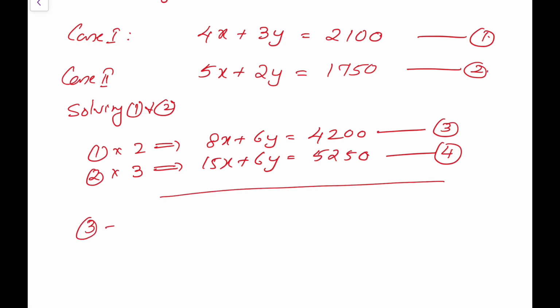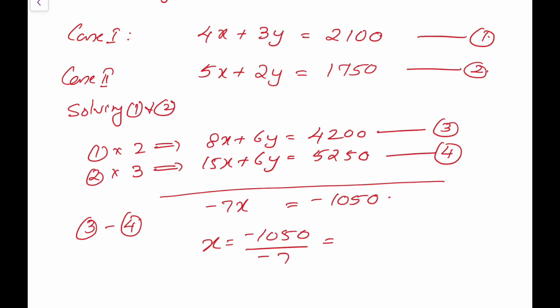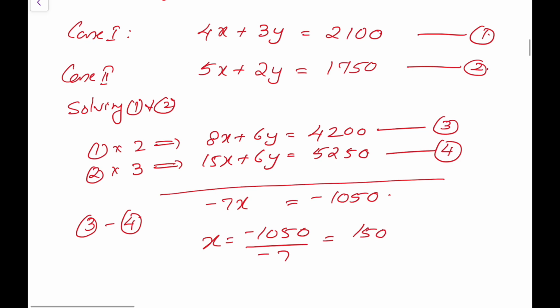Now you will subtract 3 minus 4. So 8 minus 15 is minus 7x. 6y, we have eliminated 6y. Then 4200 minus 5250 will be minus 1050. So x is equal to minus 1050 by minus 7, equal to 150.